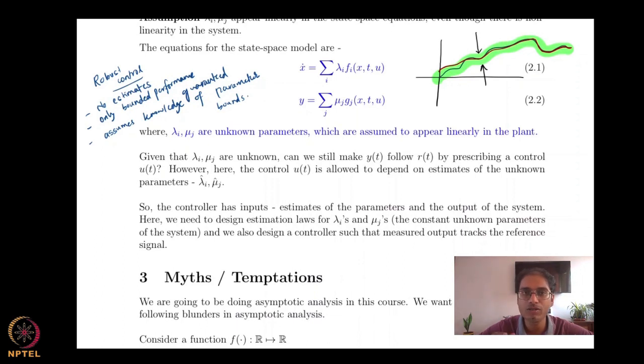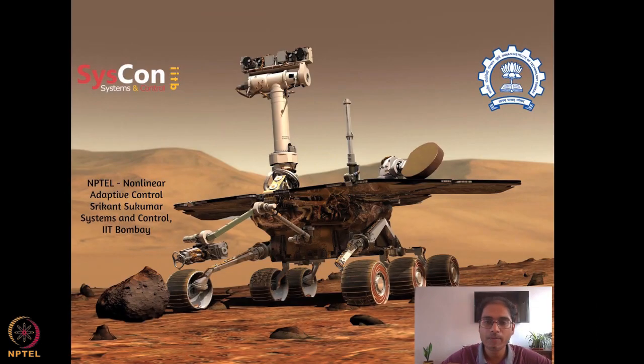Not free. Robust control seems to be doing something which I would call analysis, whereas adaptive control is actually doing control, because you are adding some elements. You are adding an estimator, you are adding a control which is probably more complex, which relies on this estimator. So this is what we need to remember. That is the end of what we want to talk about in this lecture.